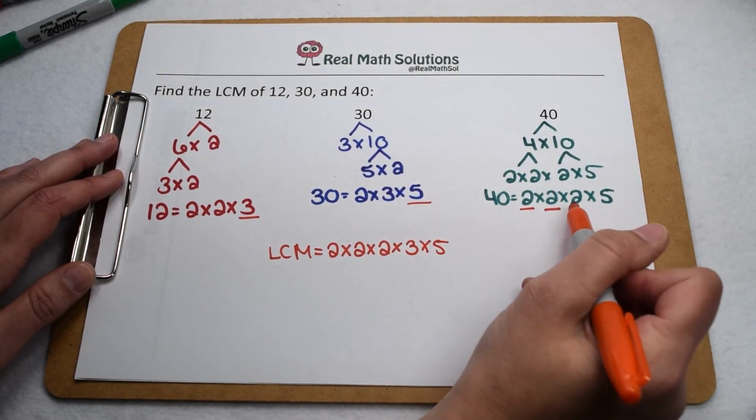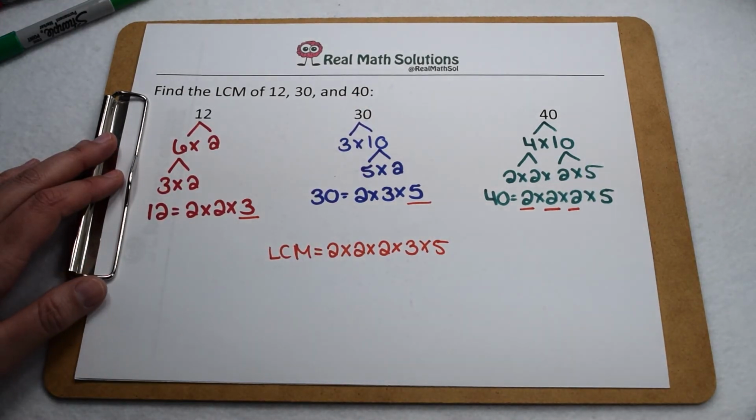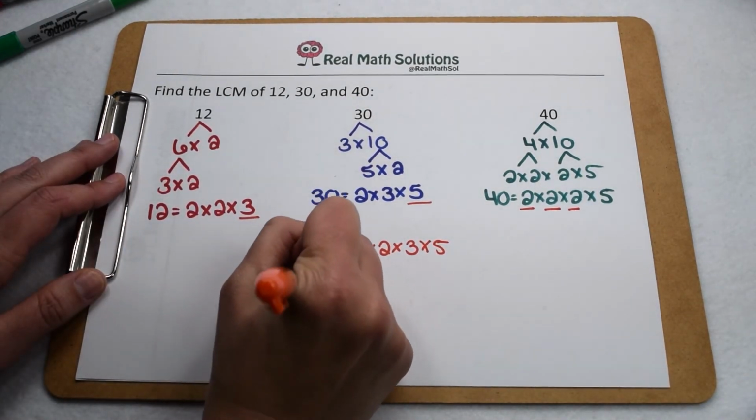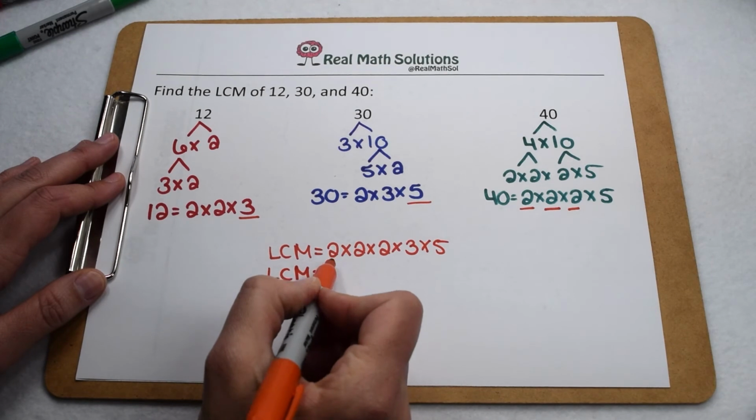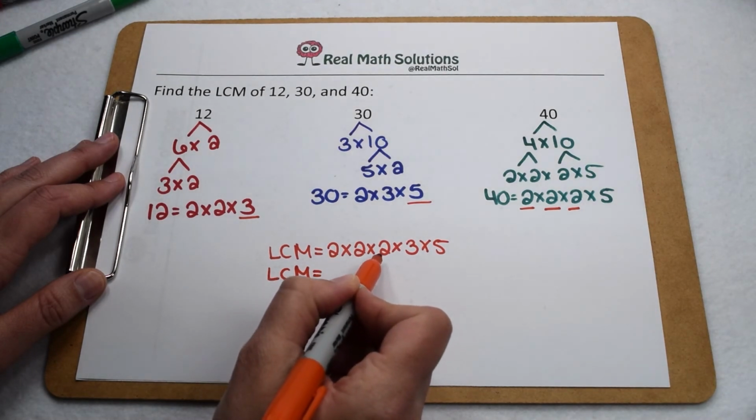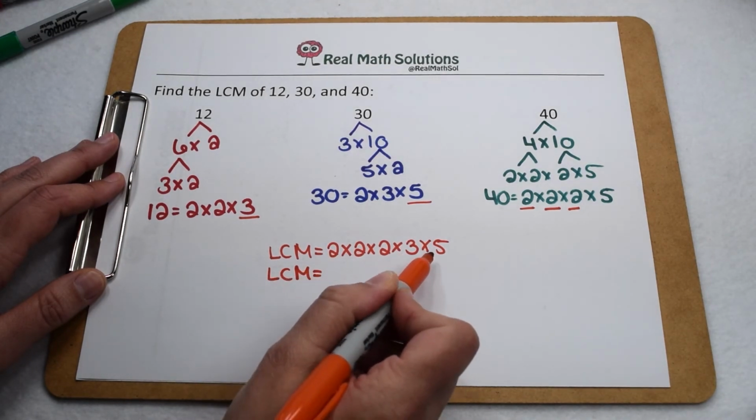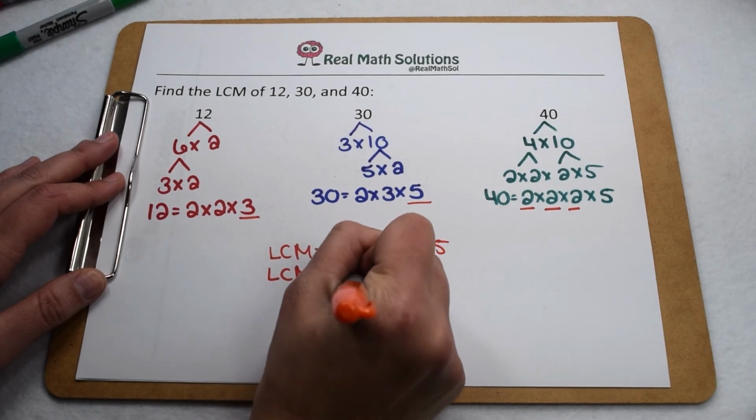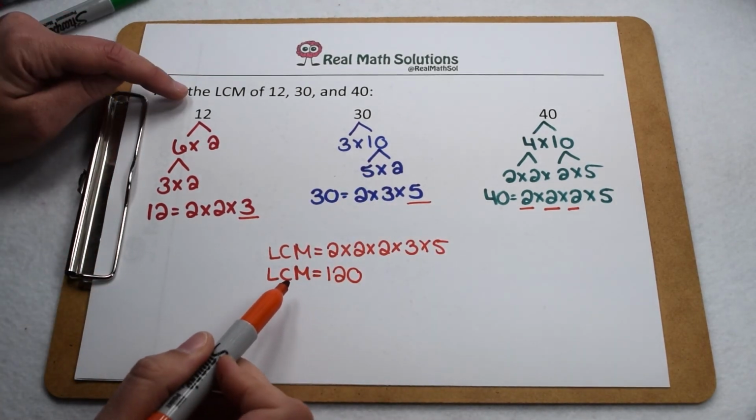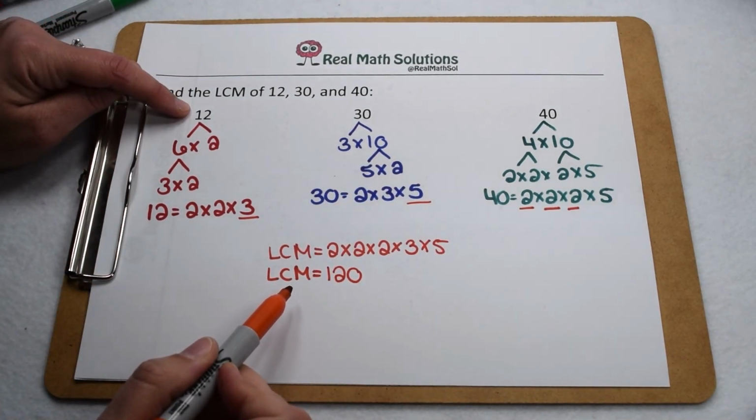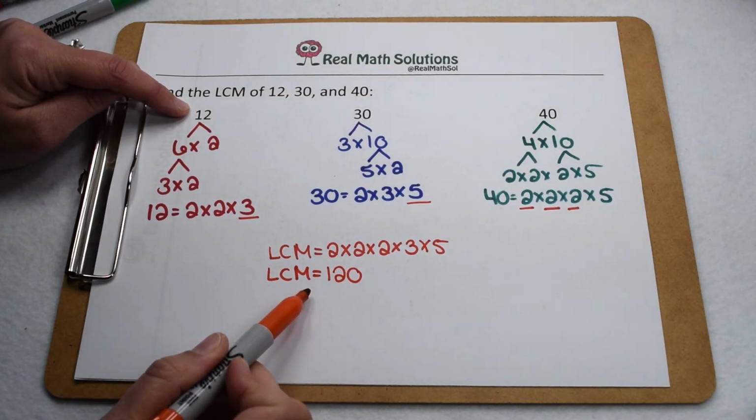Checking 40, we just have 2's and 5's, so that's all our different prime factors. Now we can multiply those together. 2 times 2 is 4, 4 times 2 is 8, 8 times 3 is 24, 24 times 5 gives me 120. So this tells us our least common multiple of 12, 30, and 40 comes out to be 120.